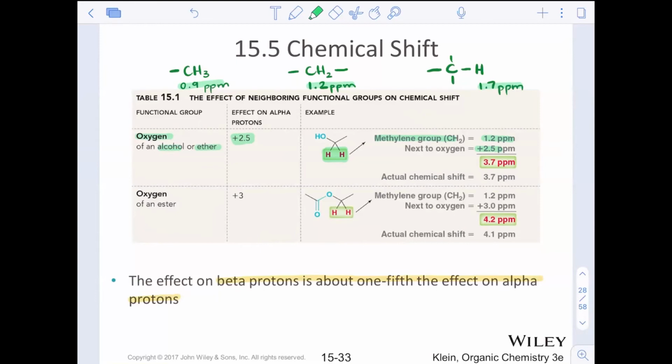Excellent. Now, an oxygen of an ester is quite different because it has that extra carbonyl group. Notice that this oxygen right here is directly connected to the two protons in question. That's the functional group setup that we're talking about. When that occurs, the baseline chemical shifts get added 3 ppm. So methylene group, again, we start at the 1.2, we add 3, we predict a 4.2, actuality 4.1. That's not bad, that's pretty close.